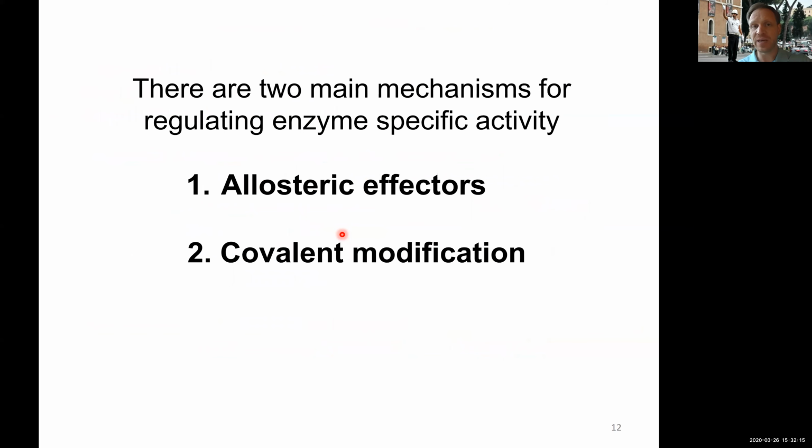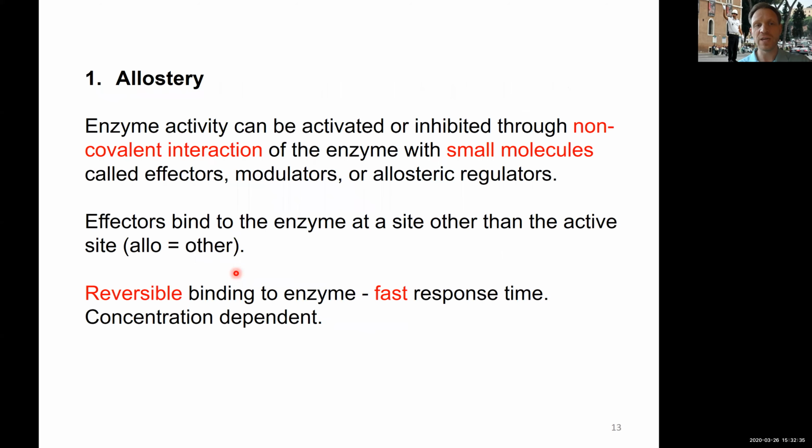There are two types of how we can achieve these regulations of enzyme-specific activity. Those you really want to remember. The first one here is allosteric effectors or allostery, and the second one is covalent modifications. What we want to do next is to look at the concepts of these two and provide a few examples. So let's start with allosteric effectors or allostery. What this is that you can change enzyme activity and you can activate it or inhibit it through non-covalent interactions of a metabolite usually, so a small molecule, with the enzyme.